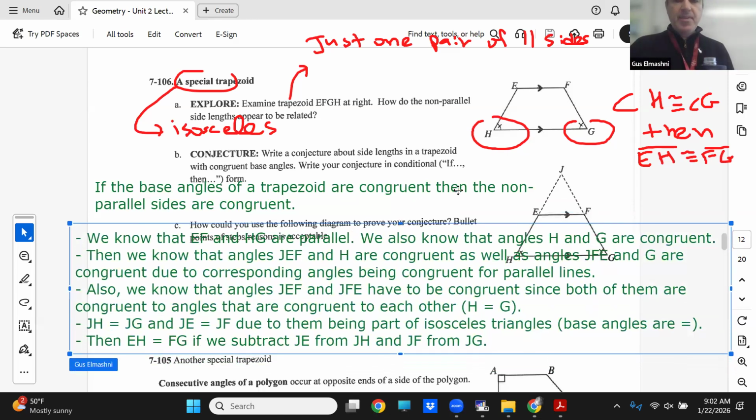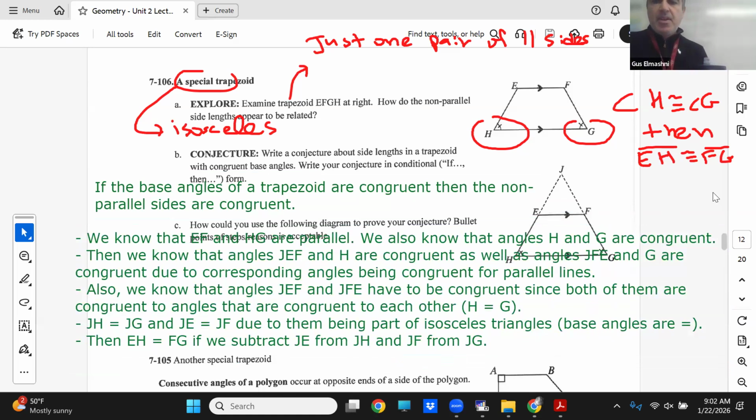There we go. For example, what if JE were 4, then JF is 4? What if JH were 10, then JG is 10? So if you take the difference, you get 6 and 6. So again, it's just like being hypothetical and making up numbers. So that's what's happening there for that one.